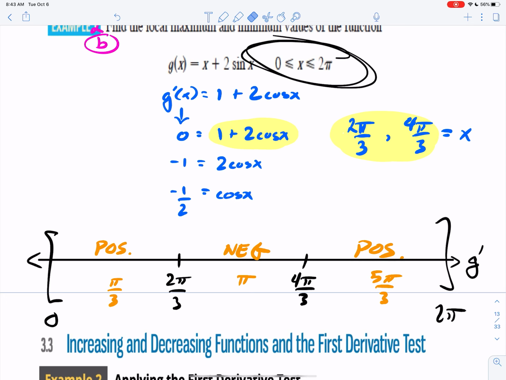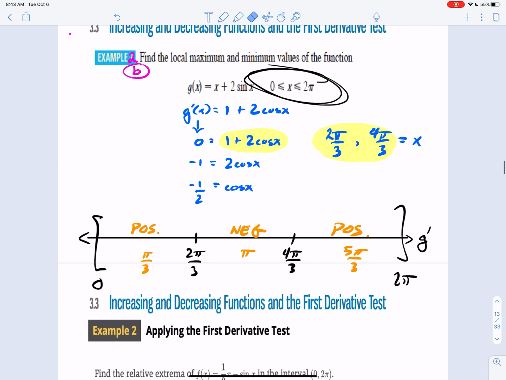All right, here we go. Let's answer our question. Specifically, they want us to find the local max and minimum values. Notice here they didn't really ask us where it is increasing or decreasing, so pay attention to the phrasing of the question.